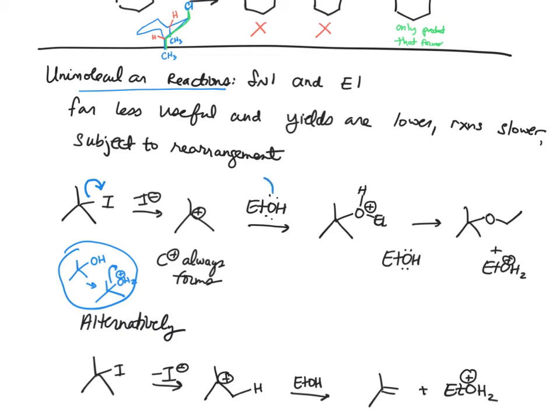In a second step, a nucleophile attacks. In this case, I've used ethanol, and you get to this protonated intermediate. For it to become neutral, you then need to take away a proton with another molecule of ethanol that you can assume is in excess, and that forms the protonated ethanol and your neutral product. So this is an example of an SN1 reaction because what we've done is substituted the iodine for this ethoxy group.